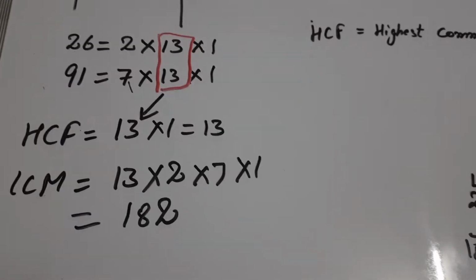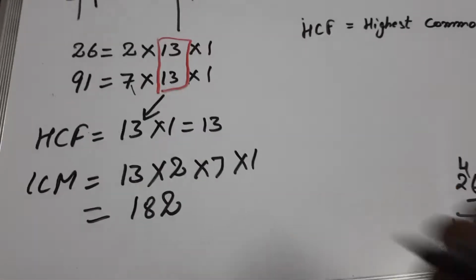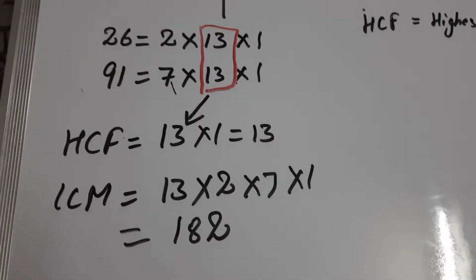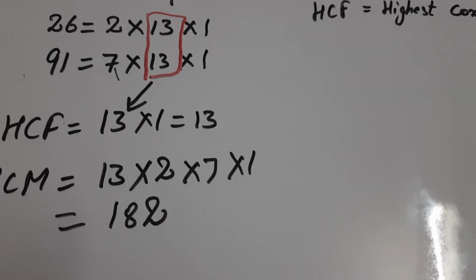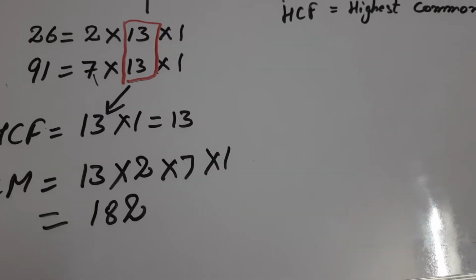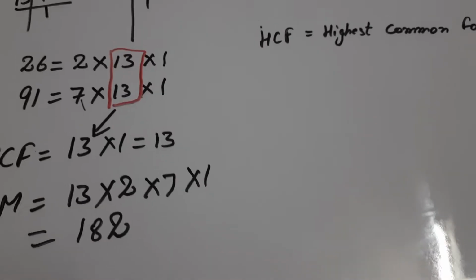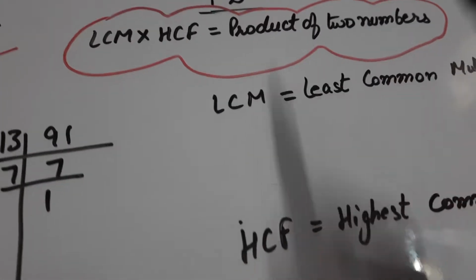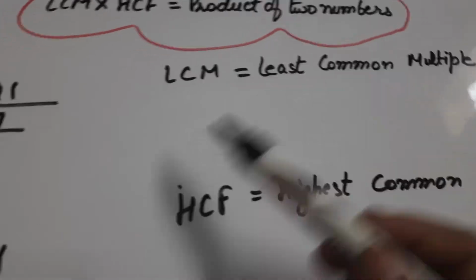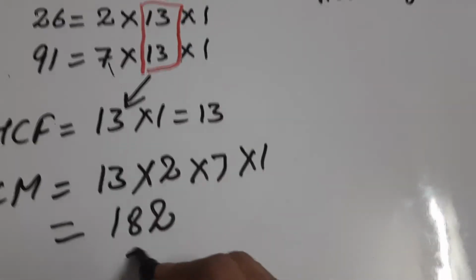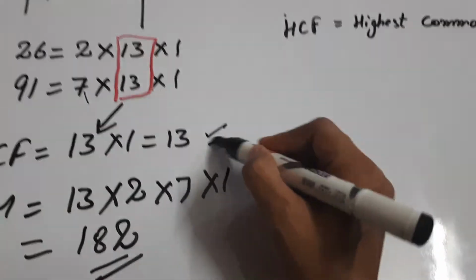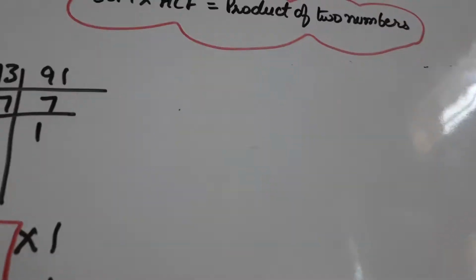So in this way you will get HCF and LCM, right? Now the point is verification. Now it is asked to you in the question to verify it, right? How to do verification? So we'll use this formula, LCM into HCF is equal to product of two numbers. So least common multiple now we have is 182 and HCF is 13. So we have both the things. Let us put them in the formula.